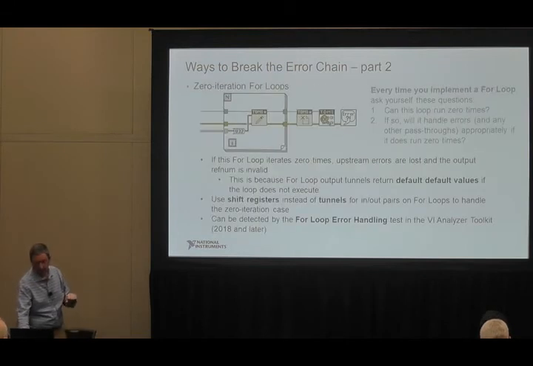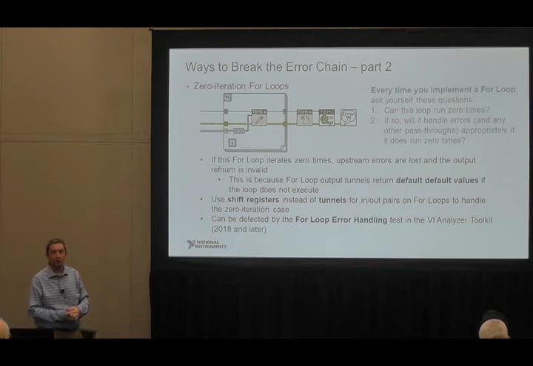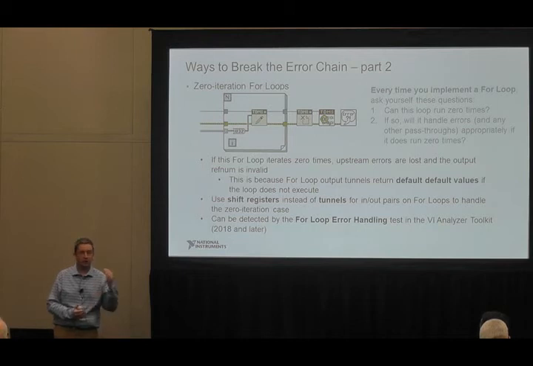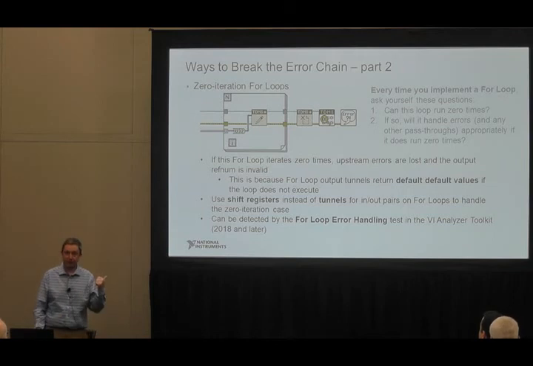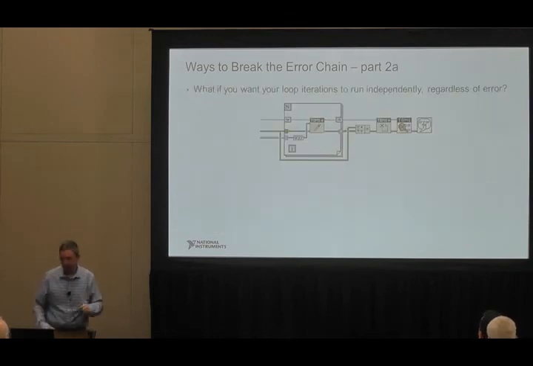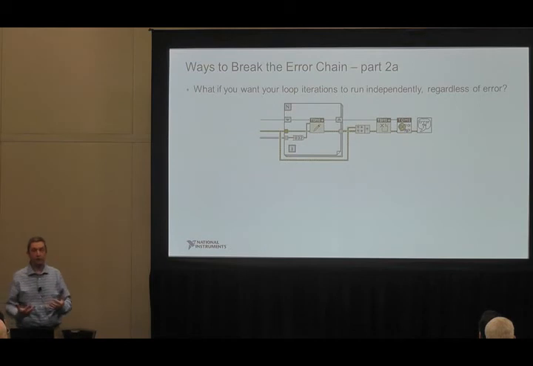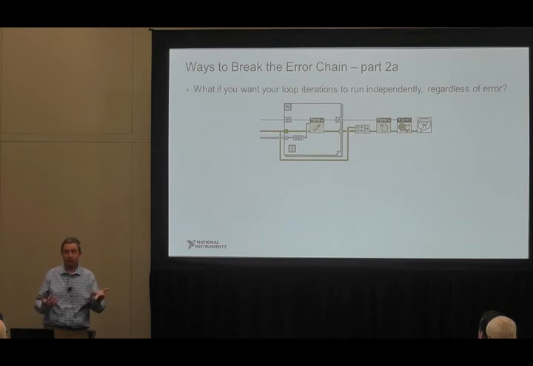Darren, yes? Is there any harm in just sticking shift registers on references and errors for every single for loop? So the question is, is there any harm in sticking shift registers on the ref num, shift register on the error cluster? Generally no, except for the scenario I'm about to describe in the next slide, which is, what if you want your loop iterations to run independently? So your loop's going to run 10 times. If it errors out on iteration 4, you still want iterations 5, 6, 7, 8, 9 to do something.